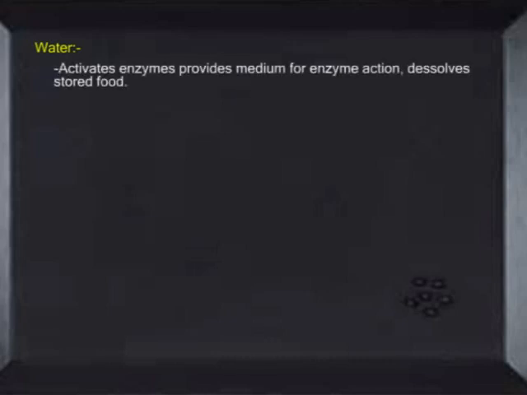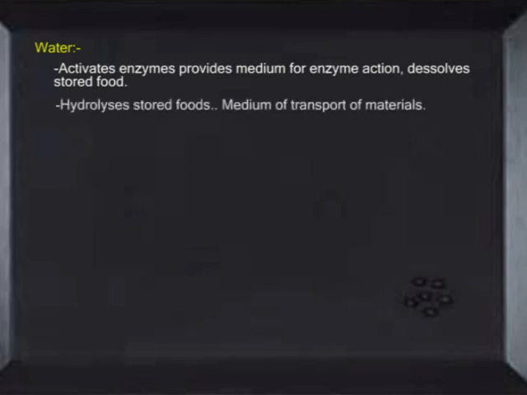Water activates the enzymes and provides the medium for enzymes to act and break down the stored food into soluble form. It also hydrolyzes and dissolves the food materials and is also the medium of transport of dissolved food substances through the various cells to the growing region of the radicle and plumule. Besides, water softens the seed coat, which can subsequently burst and facilitate the emergence of the radicle.